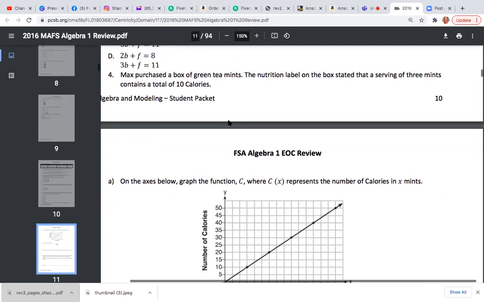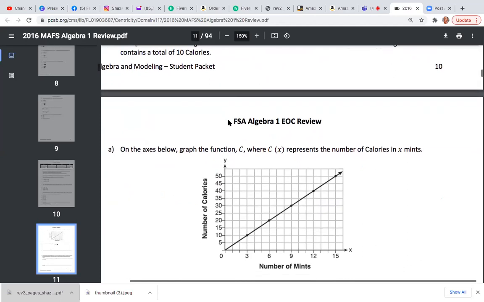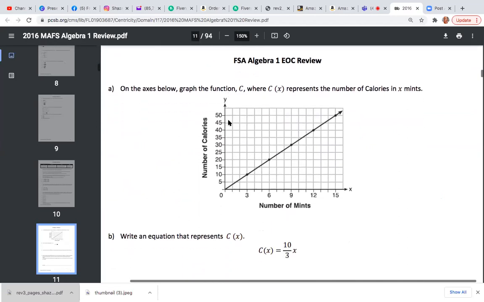Okay, guys, let's look at this one right here. Max purchased a box of green tea mints. The nutrition label on the box stated that a serving of 3 mints contained a total of 10 calories, okay? And on the axis below, graph the function C, and C of X representing a number of calories in X mints, okay?